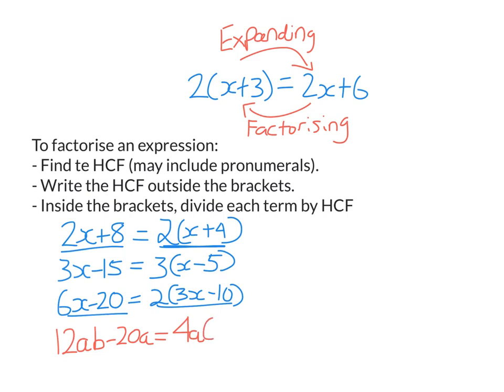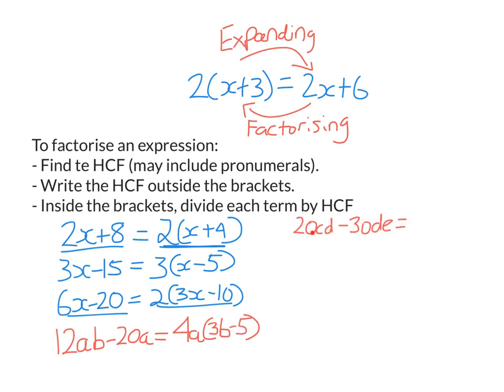So now I say, what do I times by 4a to get 12ab? Well, I need to times by 3 to get to 12. And I need the b there as well. What do I times by 4a to get negative 20a? I need to times by negative 5.